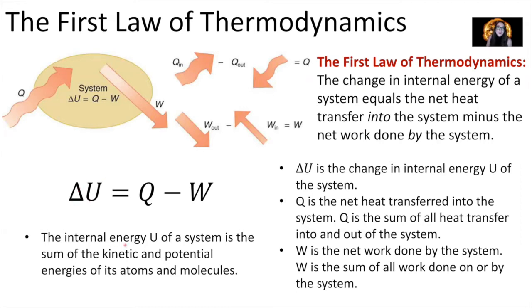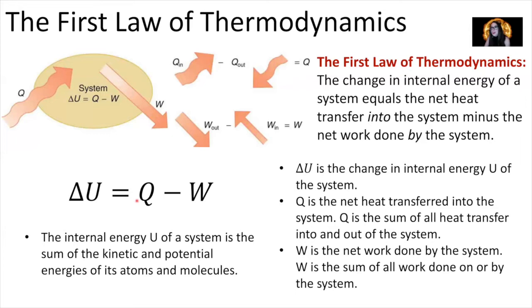U here is the internal energy of a system. This quantity that we're calling U is the sum of all the kinetic and potential energies of all the atoms and molecules inside a system. So remember, to make a system, you have some experiment or some area of space and you just draw a circle around it. That's your system. You can define your system however you like. We're just going to draw a bubble around our system, and everything inside there is what constitutes our system. The change in internal energy of our system is this delta U here.